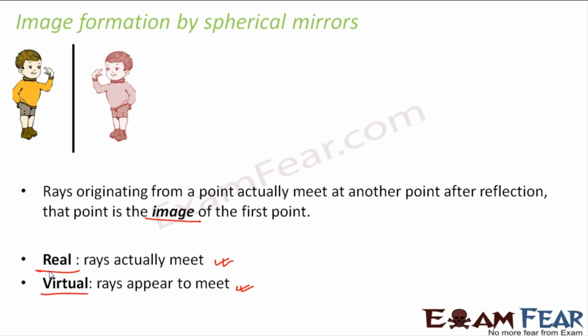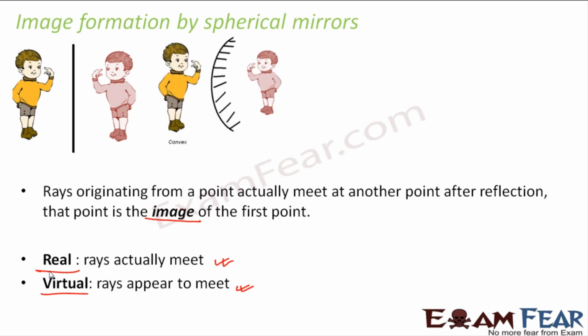So now if you look at these different kinds of mirrors. First I have taken a plane mirror. So in plane mirror, what happens? The image which you get is a virtual image, but it is identical to the object, and it is of the same size as that of the object. Now you take the example of a convex mirror. In convex mirror, what do you get? We again get a virtual image.